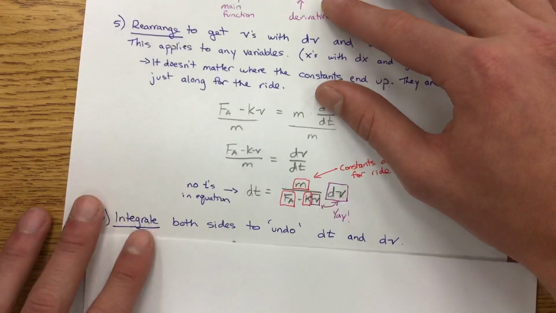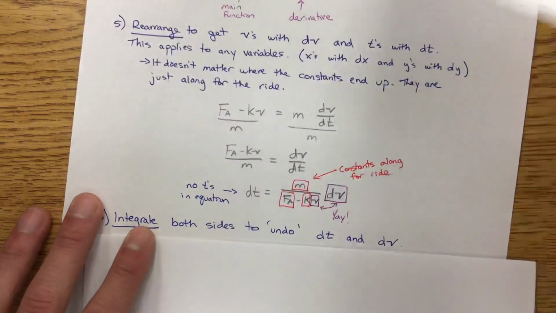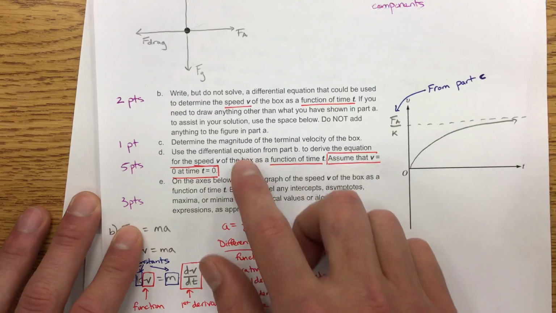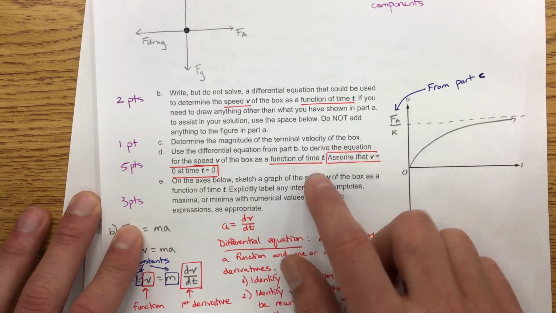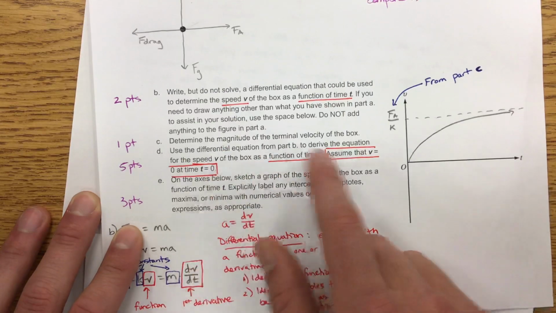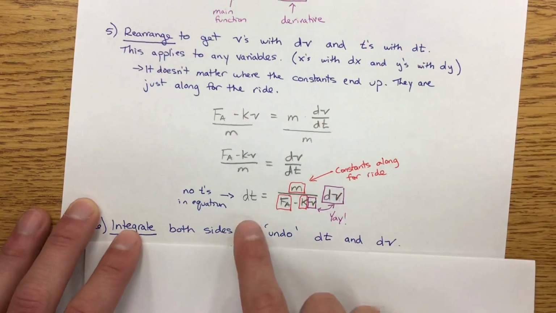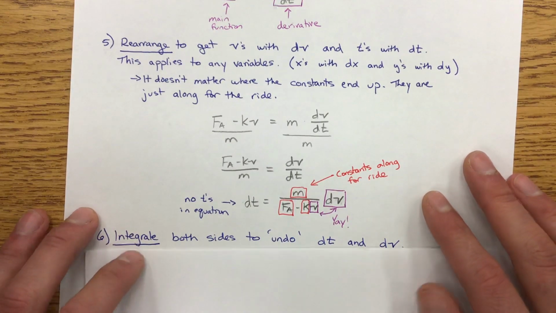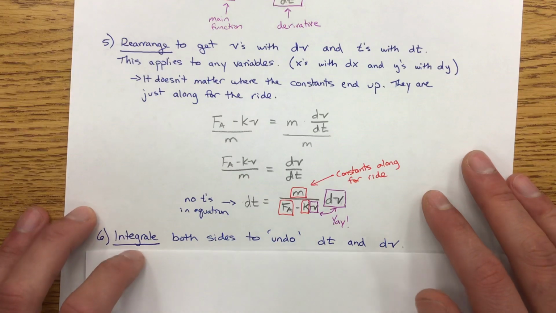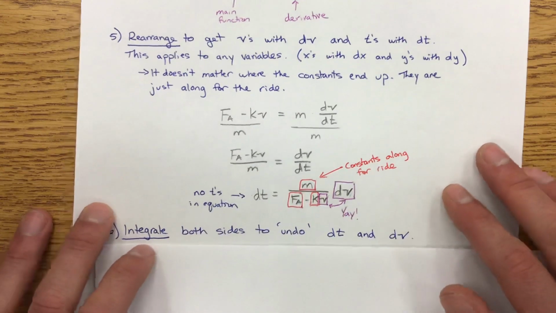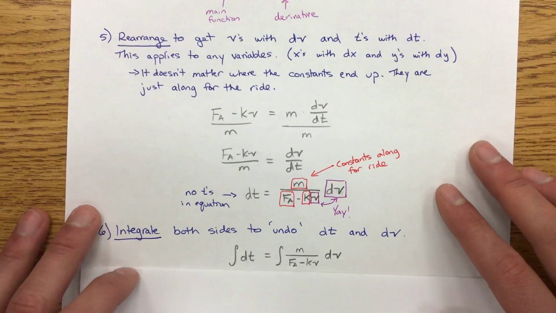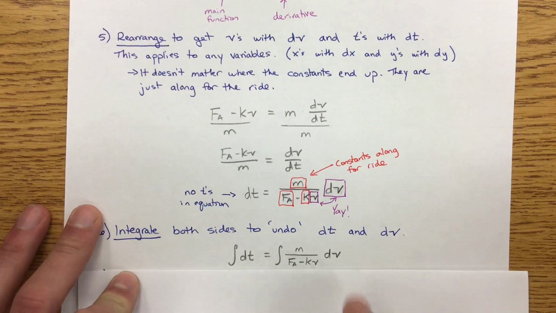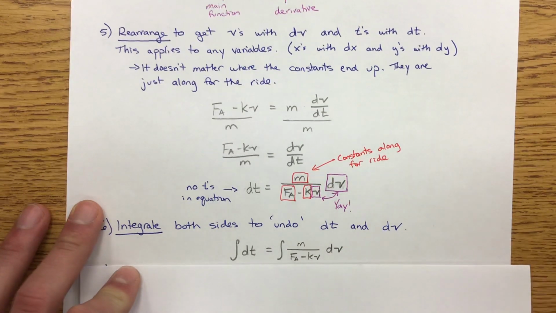Because if we look back at what our question is asking, part D is asking for an equation for the speed of the box as a function of time. So we want to end up with v as a function of time. Currently, we've got this dt and dv here. We don't want that. Now, the way that we can undo dt and dv, which are derivatives, is to take the antiderivative. Antiderivative also referred to as an integral. So we simply just state that we're integrating both sides. This earns you another point, recognizing that you need to integrate both sides.